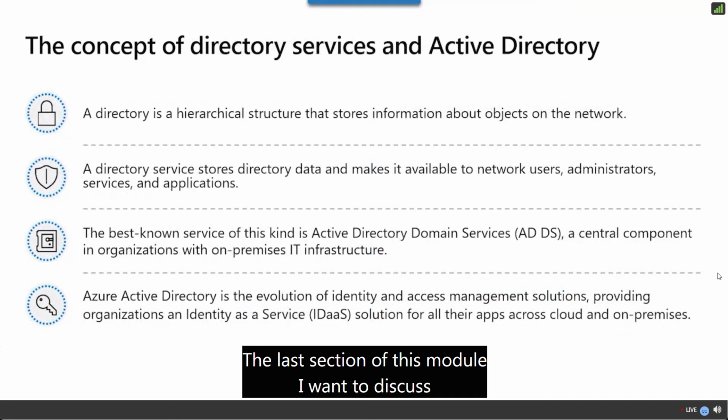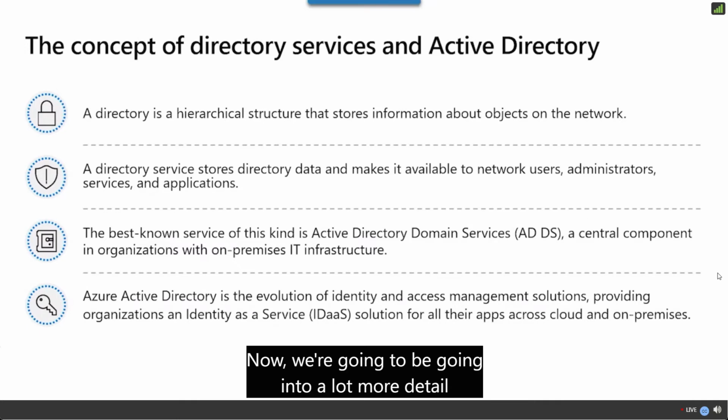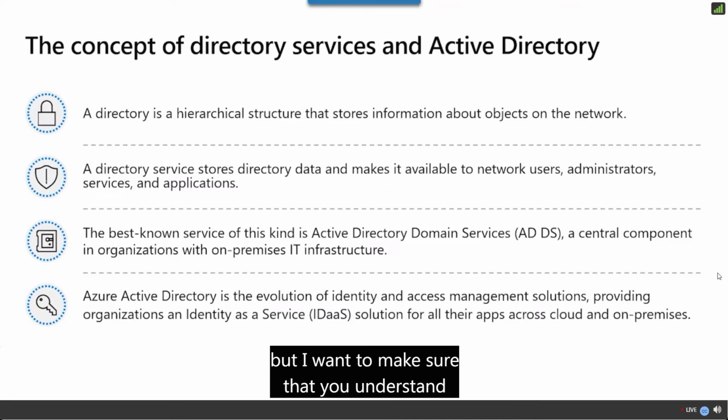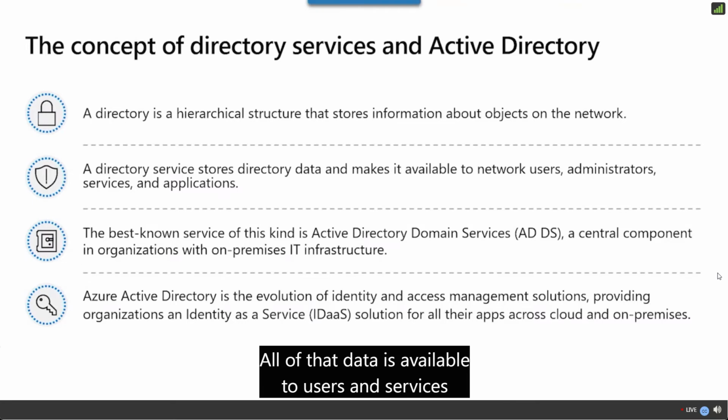The last section of this module I want to discuss is the concept of Active Directory. Now, we're going to be going into a lot more detail around Azure Active Directory in the next module, but I want to make sure that you understand what a directory is and how it's used. A directory is a hierarchical structure that stores information about objects on your network. All of that data is available to users and services and applications that are on your network.